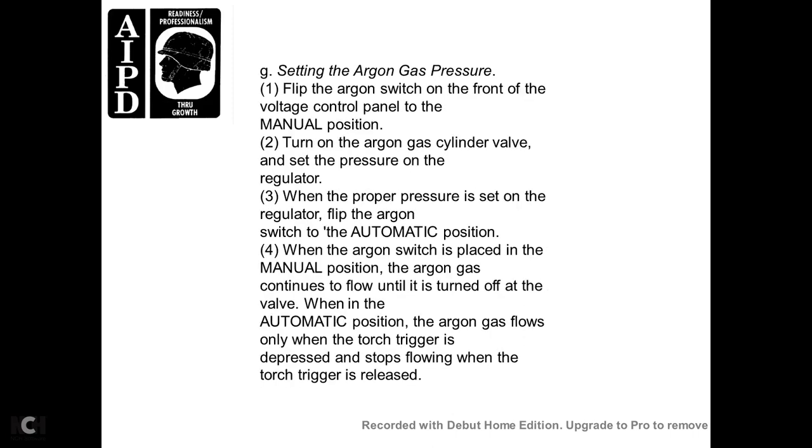Setting up the argon pressure. Flip the argon switch on the front of the voltage control panel to the manual position. Turn the argon cylinder valve to set the pressure on the regulator. When the proper pressure is set on the regulator, flip the argon switch to the automatic position. When the argon switch is in the manual position, the argon gas continues to flow until the valve is turned off. In the automatic position, the argon gas flows only when the torch trigger is depressed and stops flowing when the torch trigger is released.